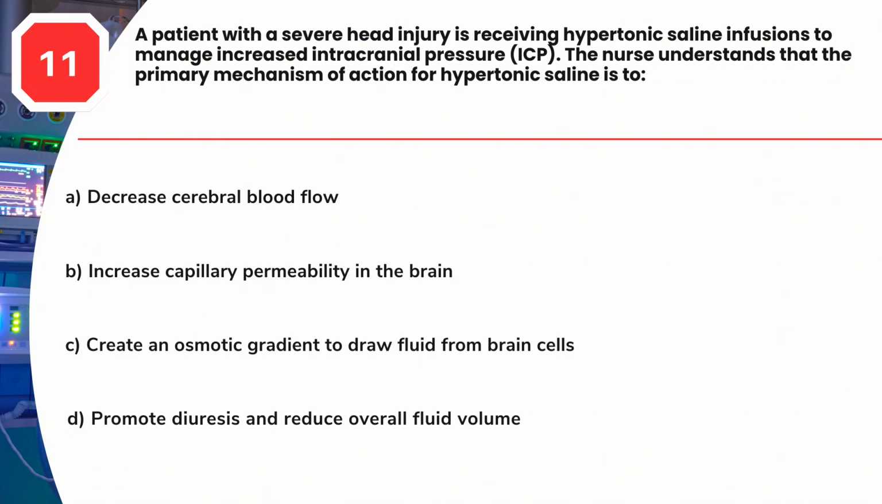Question 11. A patient with a severe head injury is receiving hypertonic saline infusions to manage increased intracranial pressure, ICP. The nurse understands that the primary mechanism of action for hypertonic saline is to: A. Decrease cerebral blood flow. B. Increase capillary permeability in the brain. C. Create an osmotic gradient to draw fluid from brain cells. D. Promote diuresis and reduce overall fluid volume.